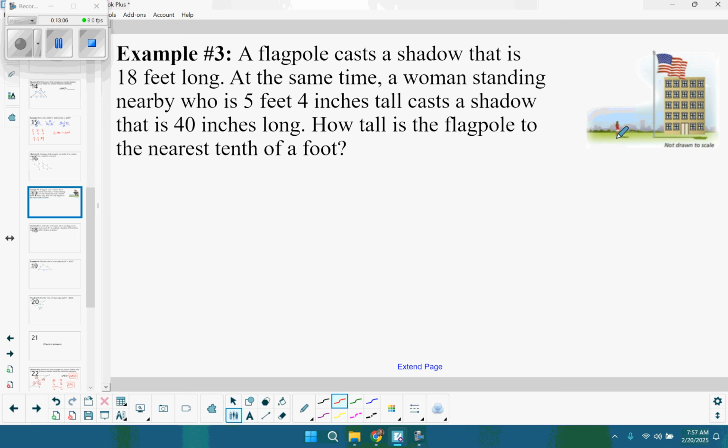So you can see we have a little diagram here of a person, and on the ground is their shadow, a flagpole, and on the ground is their shadow. We end up with 2 triangles if we connect the top of the figure to the ground. And we know that they're similar by AA because the sun is creating the same angle with the ground with both of them, because it's the same height in the sky for both of them.